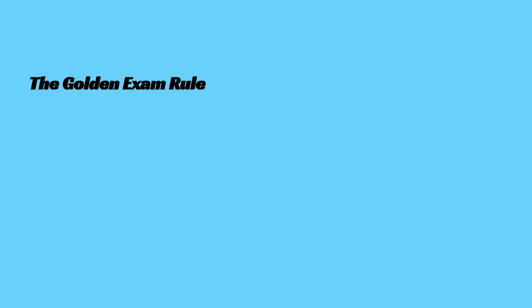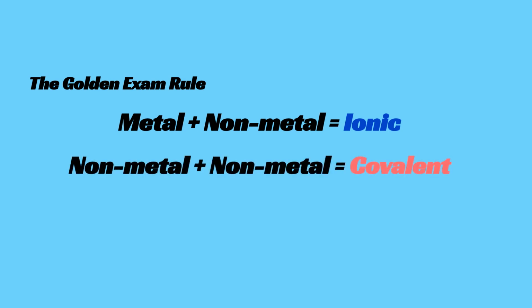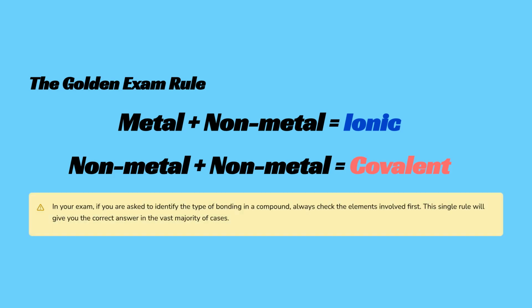To quickly identify the bonding type in an exam, remember the golden rule: metal plus non-metal equals ionic bonding. Non-metal plus non-metal equals covalent bonding. Checking the elements involved is the fastest way to the correct answer.